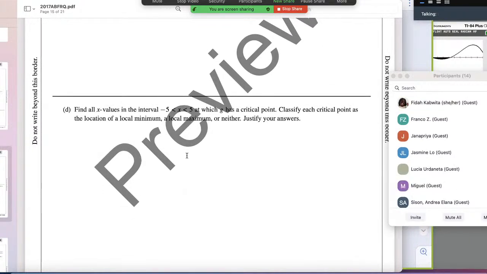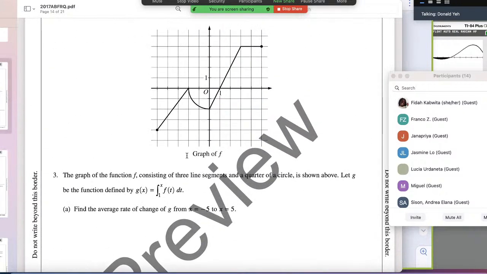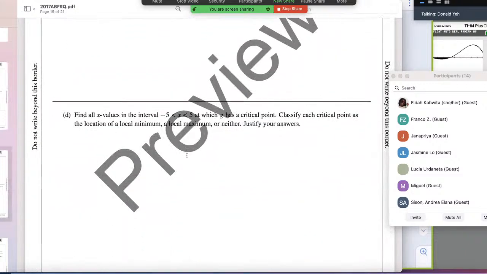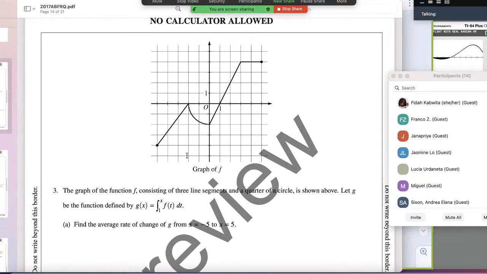No, you're fine. Okay, find the x values in the interval -5 to 5 at which g has a critical point. Classify each critical point as a location of a local minimum, local maximum, or neither. So from -5 to 5, we're gonna go back and look at the graph. What are they looking for? They're looking for where g has a critical point. So that means g prime of x equals 0.